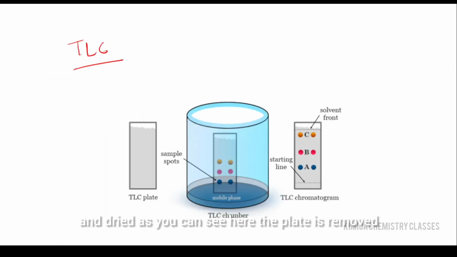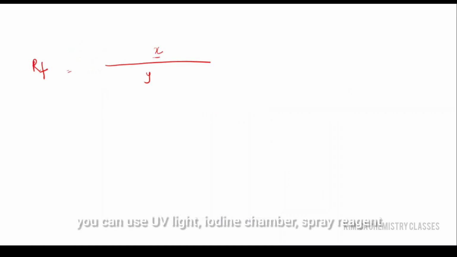As you can see here, the plate is removed, right? So colored compounds are visible. They move from their starting line, right? So after this process, these spots move upward. This is their starting line. So the colored components are visible as distinct spots. For colorless compounds, various detection methods are used, like UV light. You can use UV light, an iodine chamber, or a spray reagent.